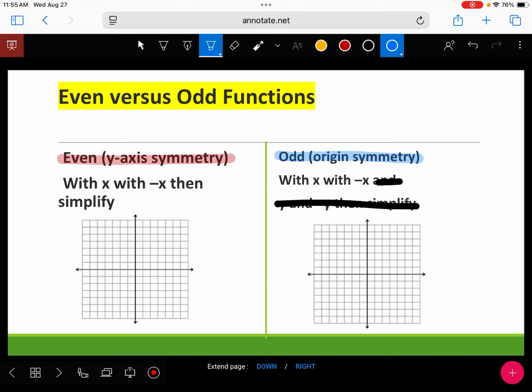You've got graphs too. I'm just going to make a little sketch. It doesn't have to be perfect.